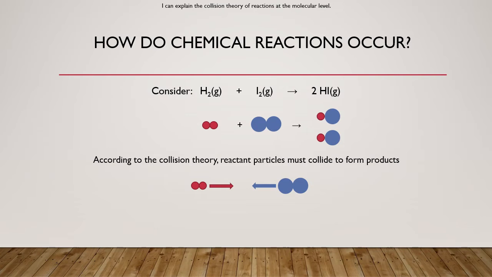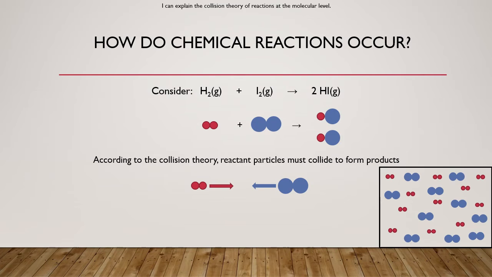But one thing you might be wondering is, well, how do I get molecules to collide? These things are tiny. How do I make sure they run into each other? Well, you have to remember, if you had even a small container where you mix some hydrogen gas and some iodine gas, we're talking about billions of molecules. And these molecules, they're going to be distributed throughout the container. So it might look something like this.